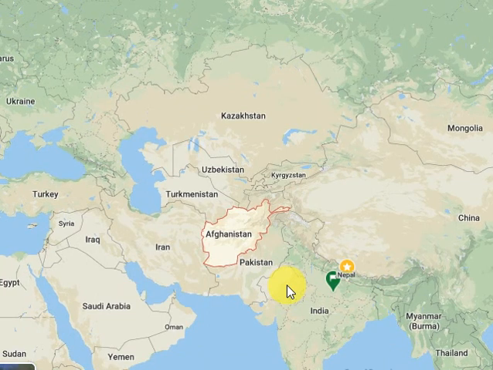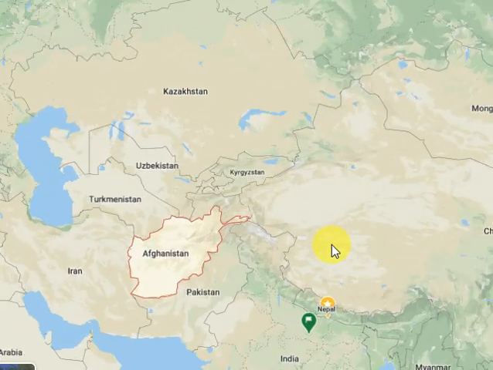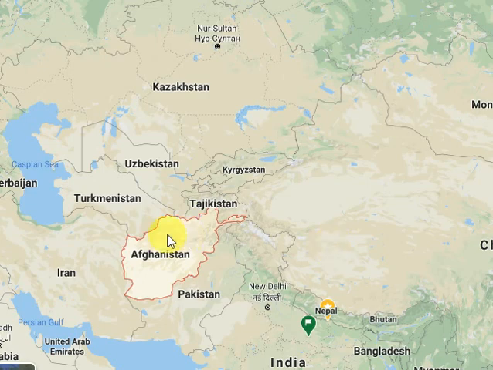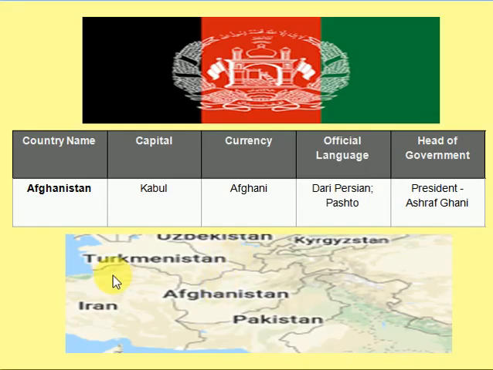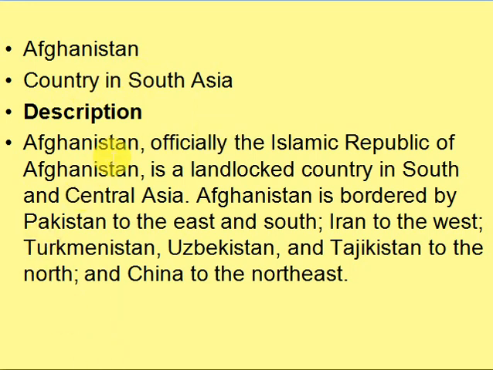You can have an overlook of the world map, the location of the country in Asia. Here are some details of the country Afghanistan for you. Country in South Asia. Description: Afghanistan, officially the Islamic Republic of Afghanistan, is a landlocked country in South and Central Asia. Afghanistan is bordered by Pakistan to the east and south, Iran to the west, Turkmenistan, Uzbekistan and Kazakhstan to the north, and China to the northeast. This is a brief description about the country.